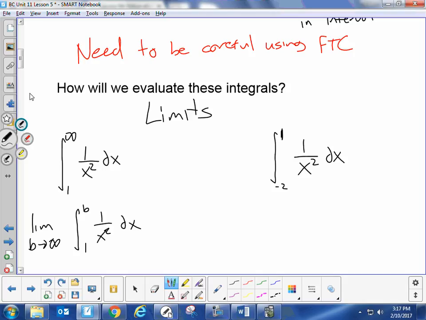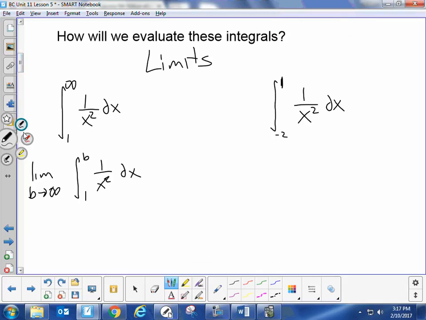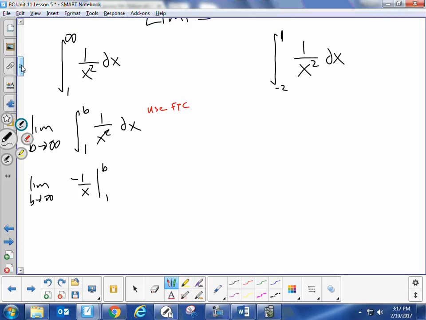And then I will use the fundamental theorem of calculus, which means I will take the antiderivative of 1 over x squared, which we discussed was negative 1 over x, but we'd find the change between 1 and b. This is the limit as b approaches infinity. And then I would go ahead and plug in b and subtract 1 plugged in.